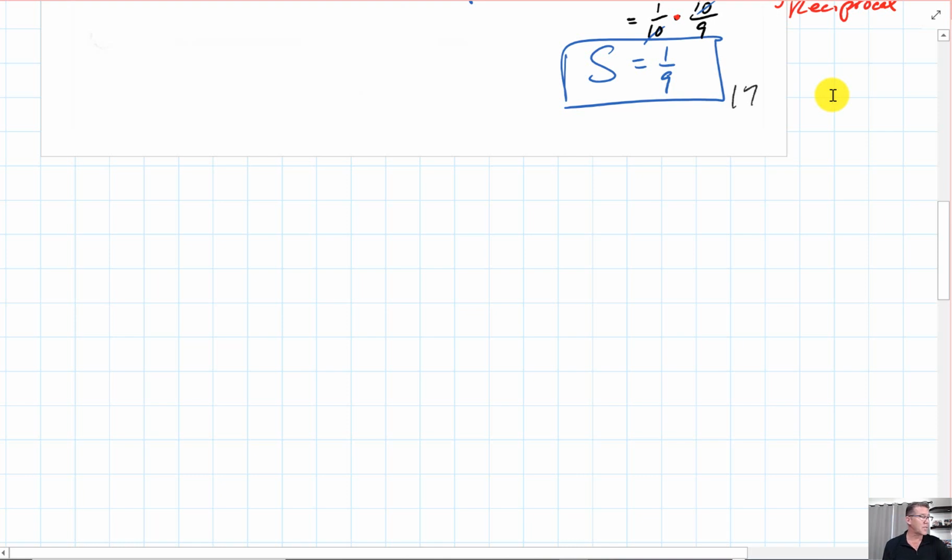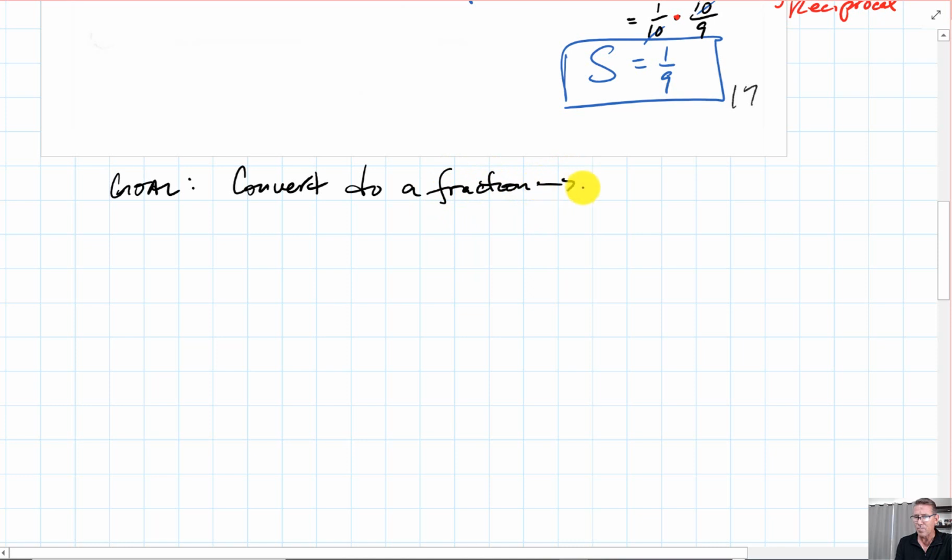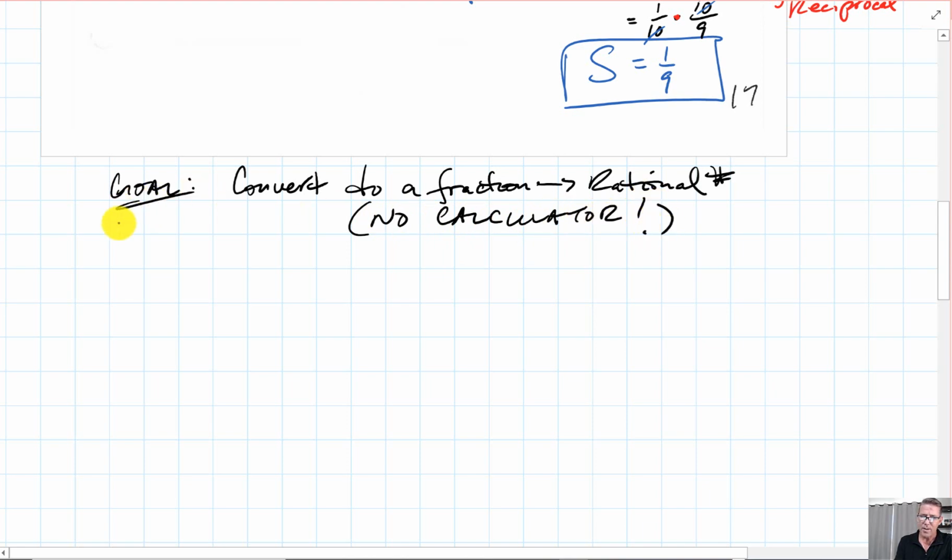So let's work with a decimal here. Let's convert to a fraction. Okay. So the goal is to convert to a fraction, a rational number. Okay, no calculator involved. So no calculator. Okay, there's our goal. So let me pose the question here. Let's say you're given 0.45 repeating. That's the problem. And we want to convert to a fraction. No calculator allowed. All right.